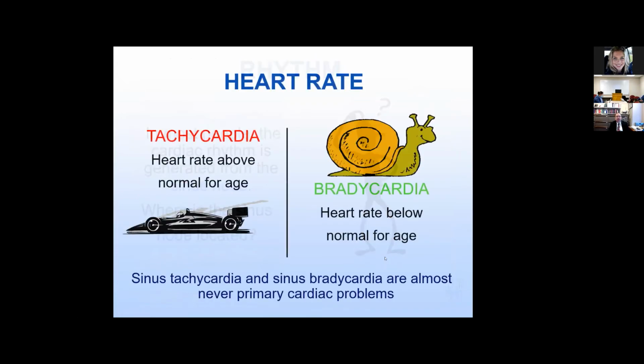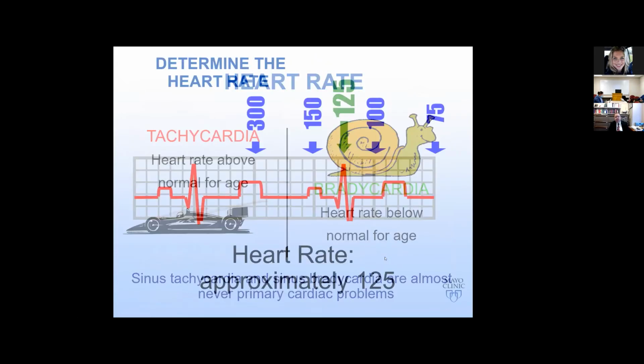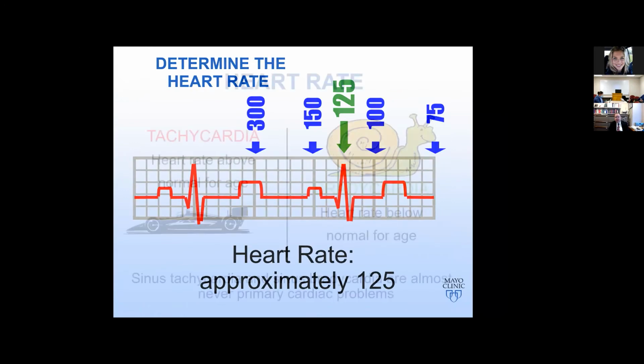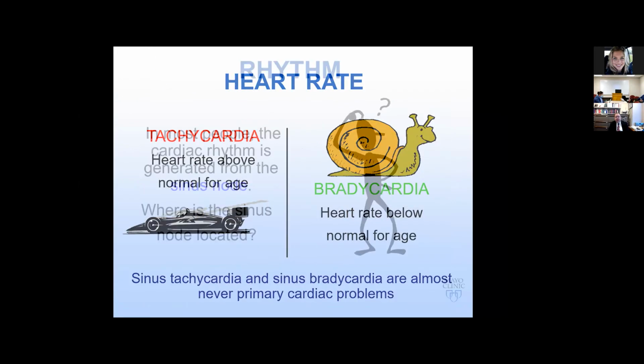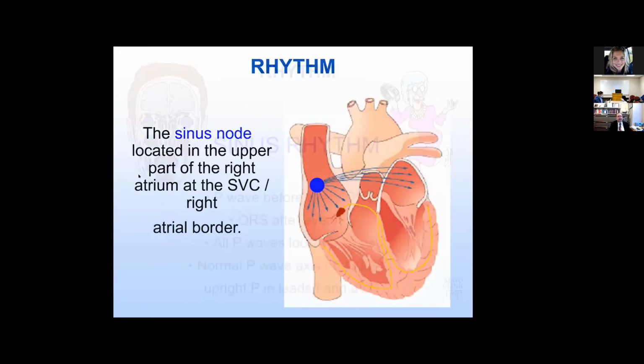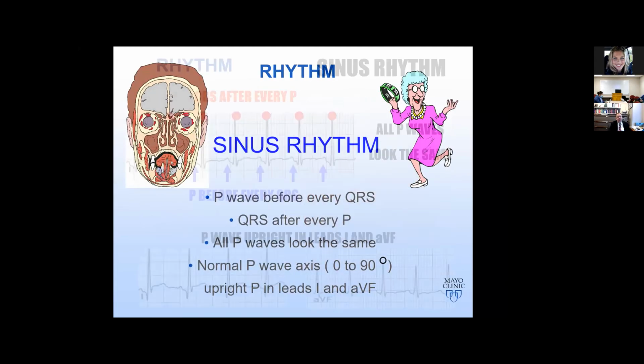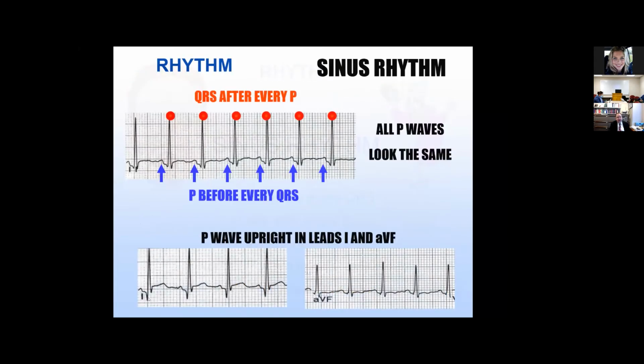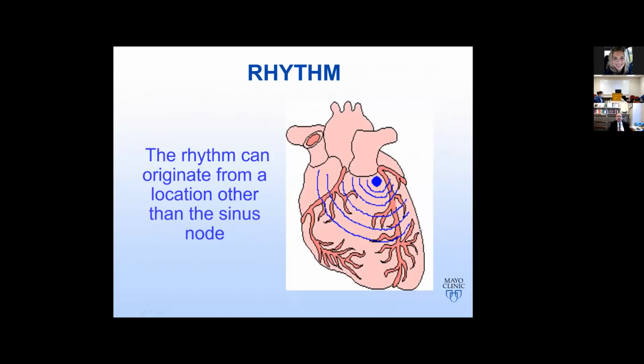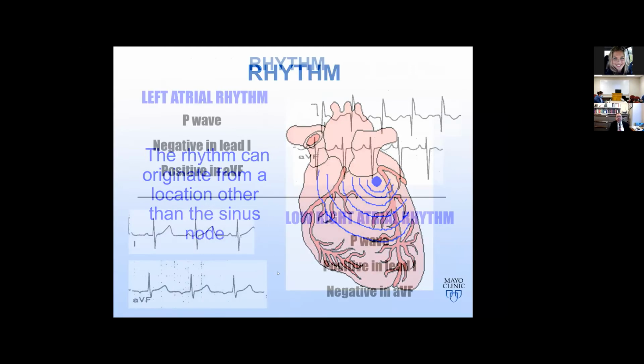So if we look through this, looking to prove it's sinus rhythm: P wave before every QRS, QRS after every P, the P waves look the same, and a positive P wave in 1 and positive in AVF. We know that the rhythm can come from an area other than the sinus node, and based on the way the P wave looks, we can determine where it's coming from.